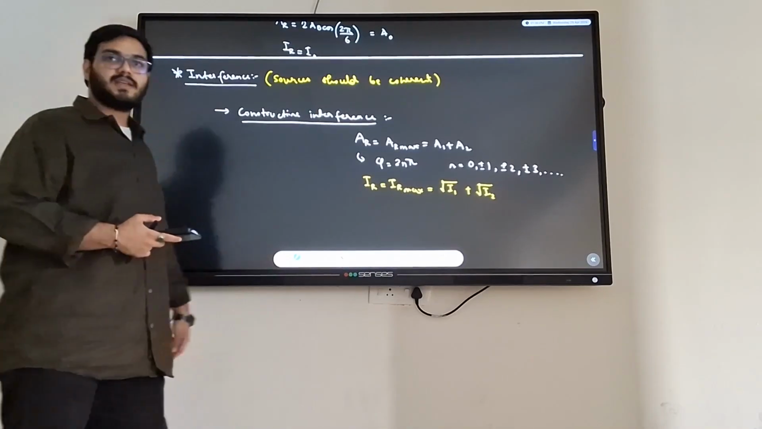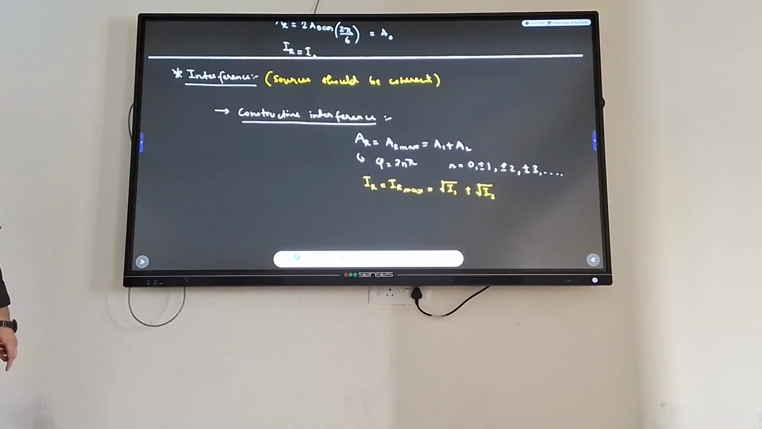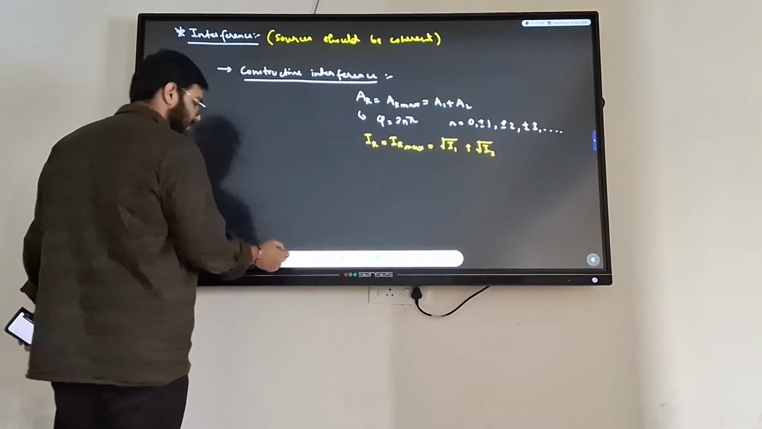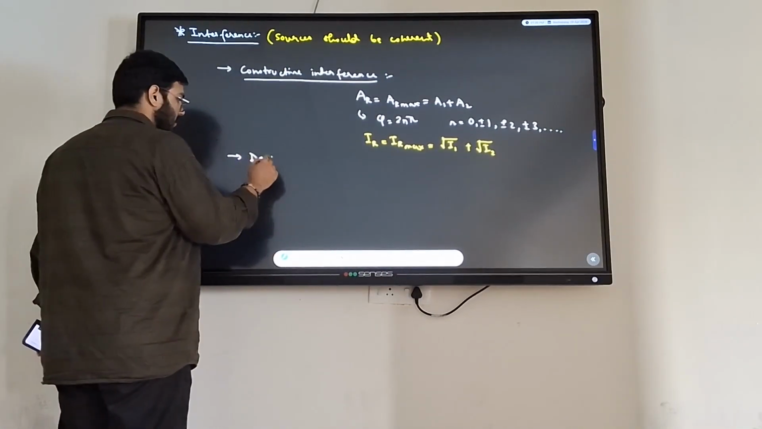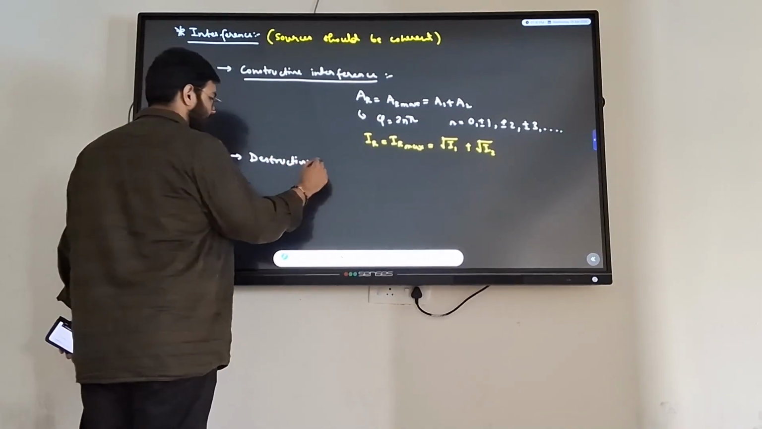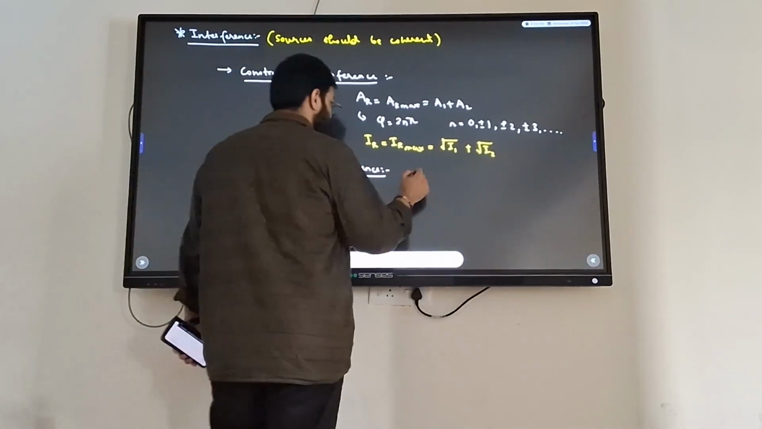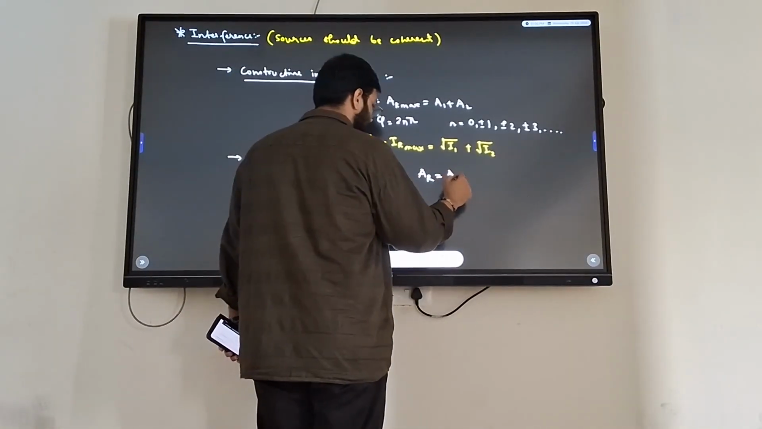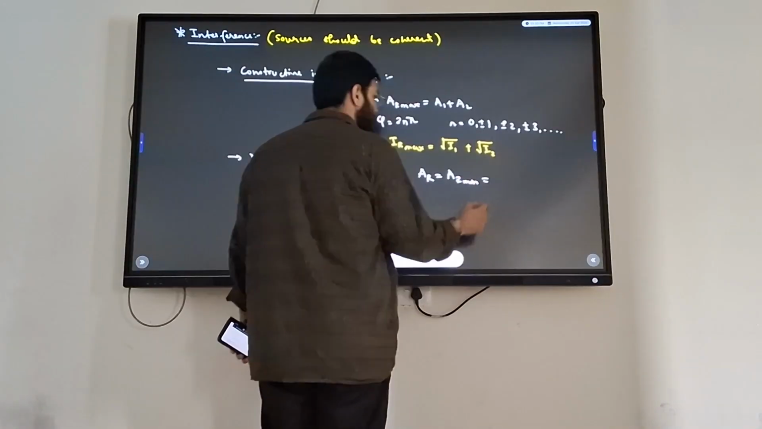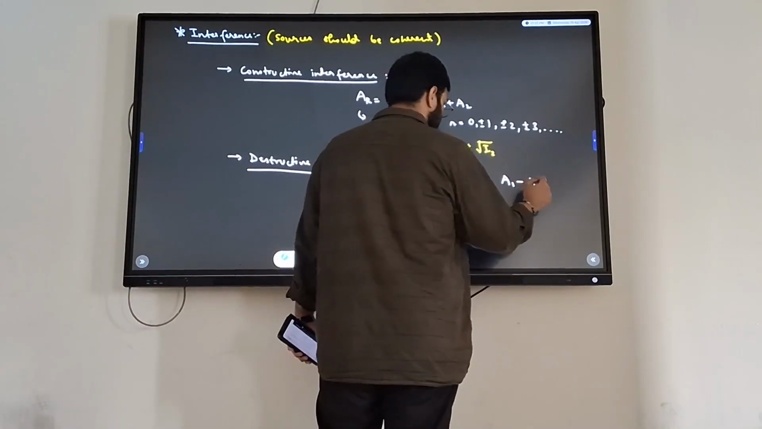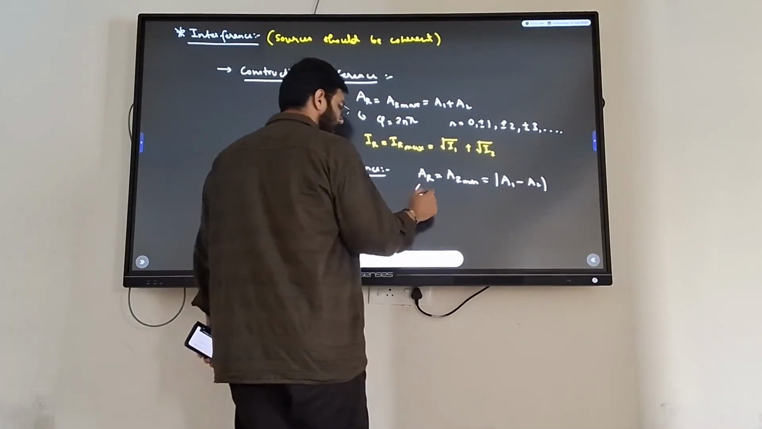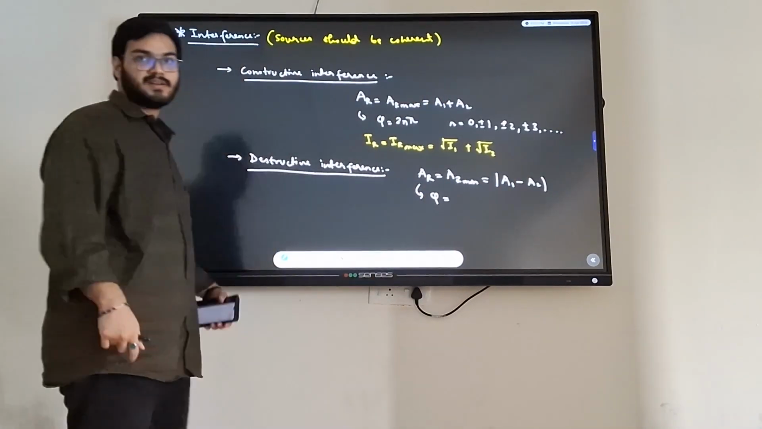There can be another case where the 2 waves are coming together, but the phase difference is pi. Then what happens? You add destructively. This is called destructive interference. And what is the amplitude that you get then? Your AR becomes AR min. That's mod of A1 minus A2. And when will this occur? Can you tell me the phase pi in general?